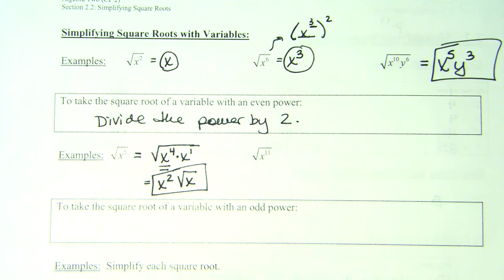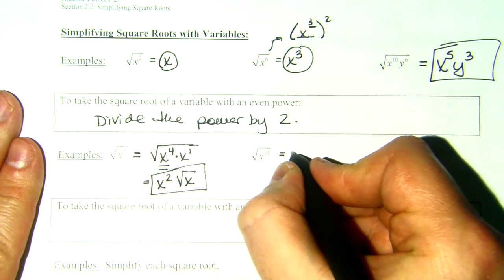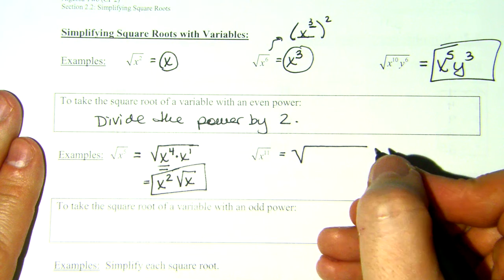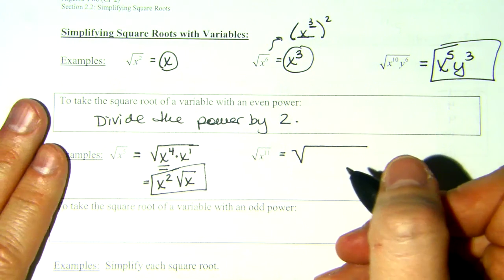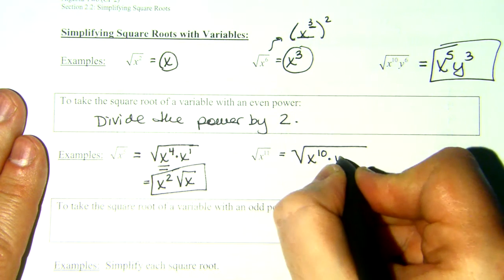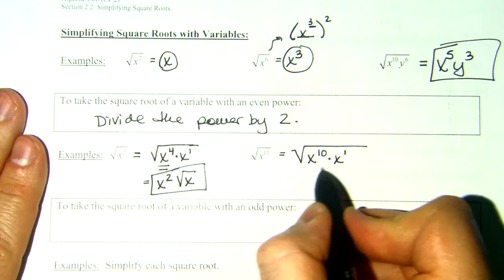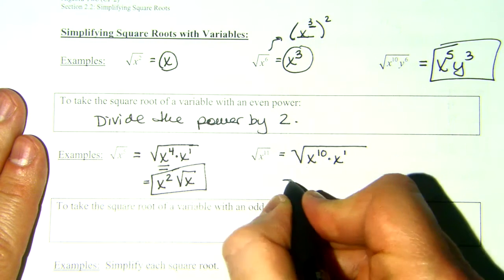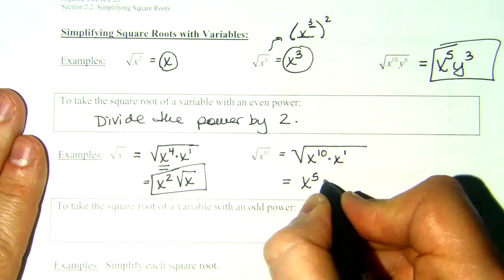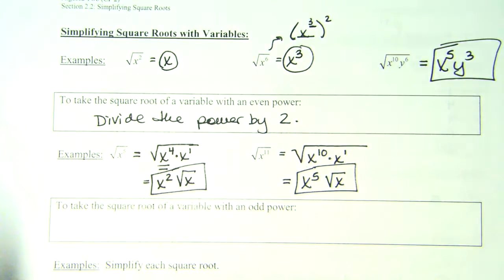Let me show you another. Square root of x to the 11th, this is not an even power, but I want to write it as an even power times, well, the leftovers, which will always just be an x to the 1st. I'm going to write this as x to the 10th times x to the 1st. I now have an even exponent over here, so I can take the square root of x to the 10th by just dividing the exponent by 2, x to the 5th, square root of x.